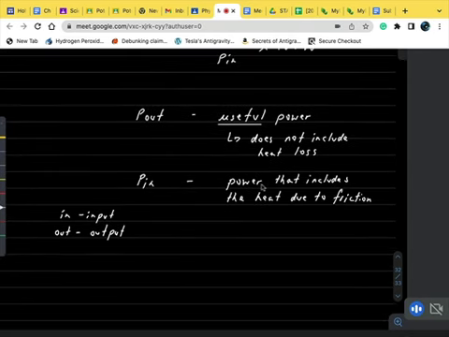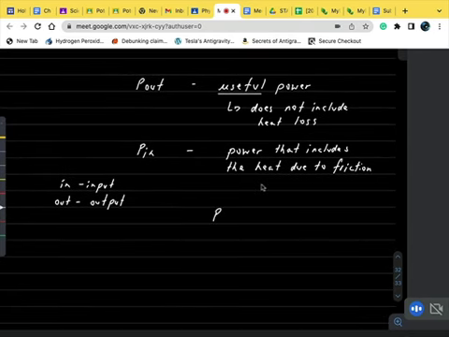So what does that mean? That means that the input is always greater than the output. Why? Because the input includes more. It includes heat, not just the useful energy.